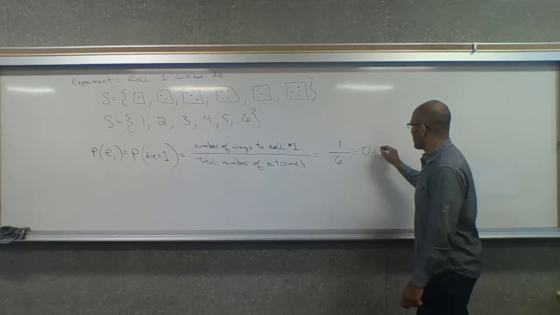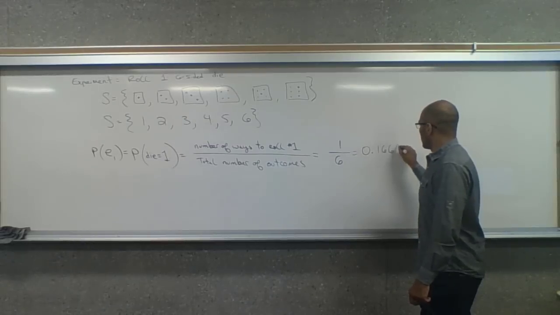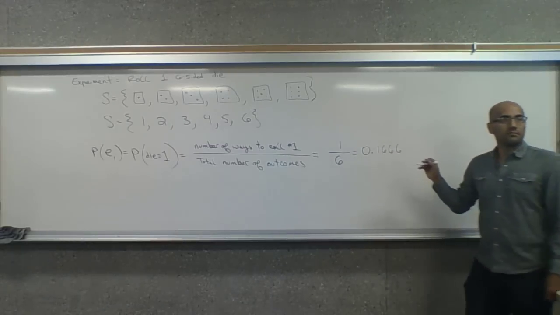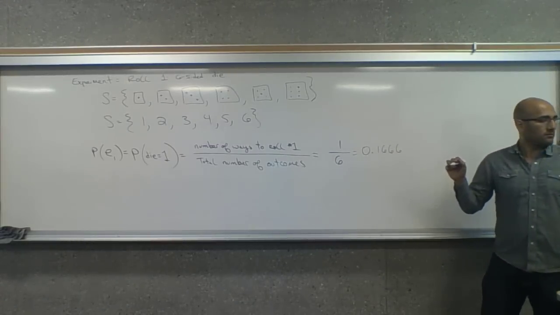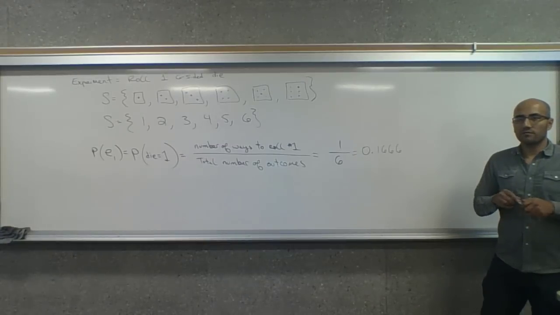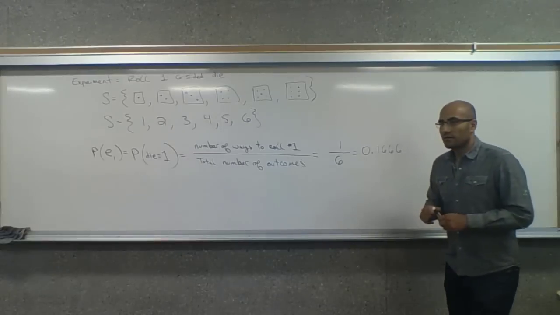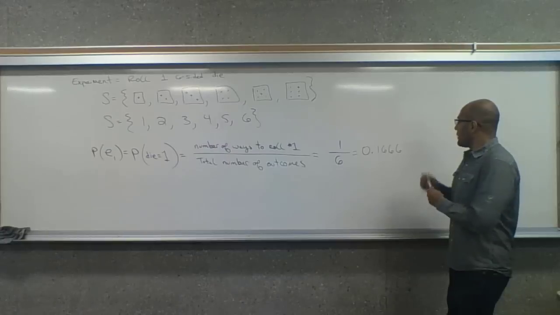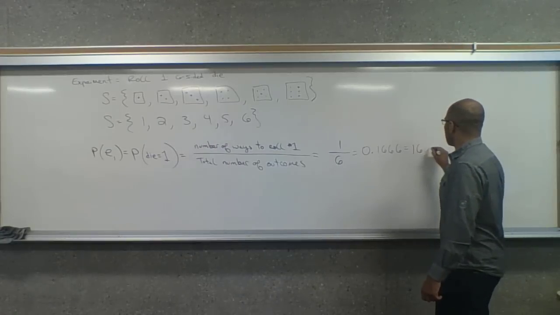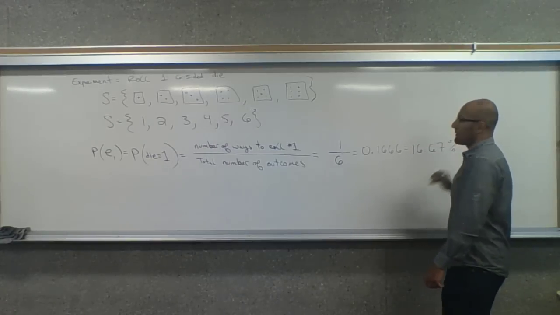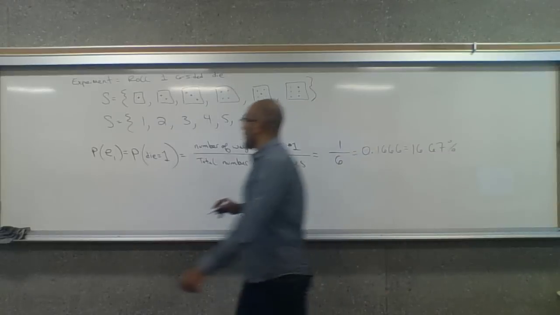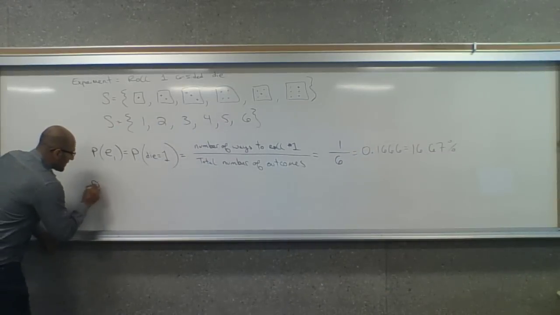Is that 0.1666, I think? Is that right? People with calculators? Stats people? Oh, good stats people. 1 out of 6? All right, so there we go. So that's approximately 16.67%. Okay.